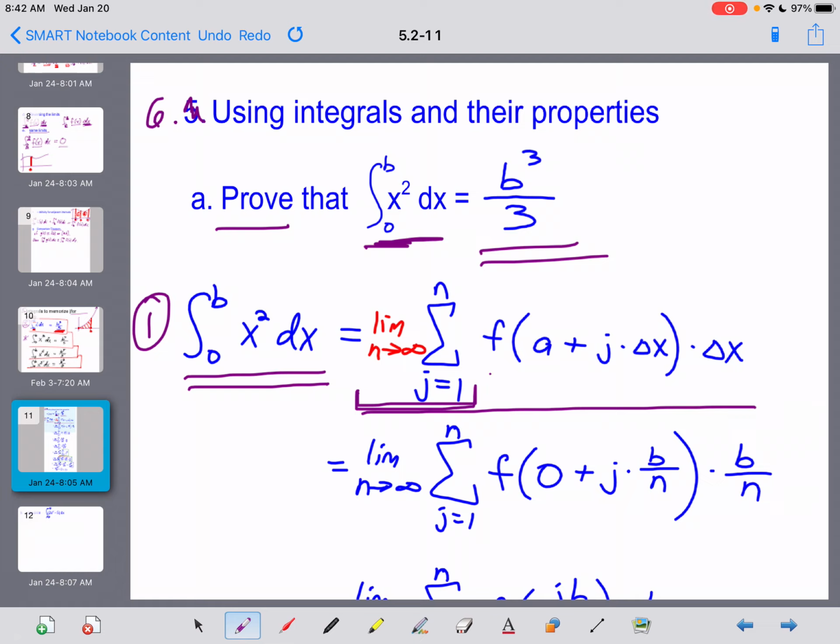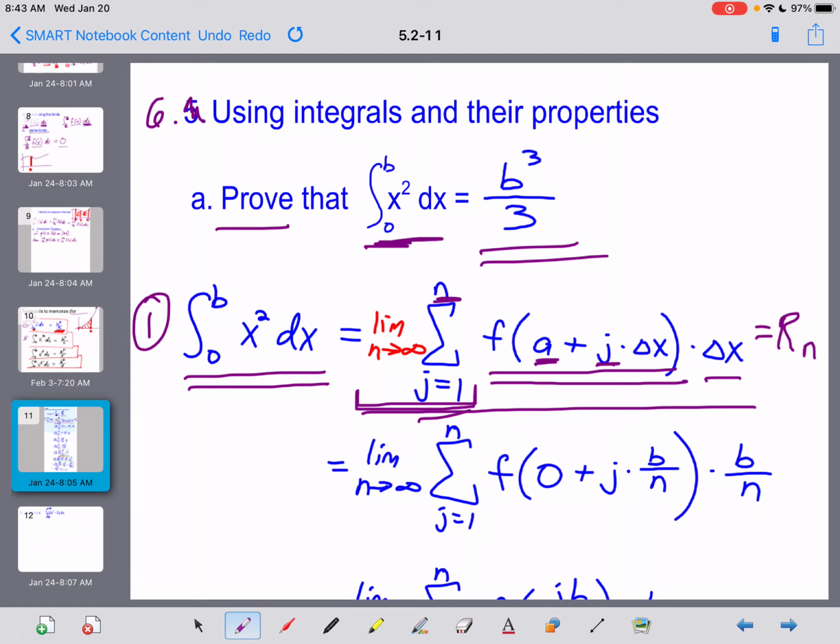Now, it's messy, but this expression right here, f of a plus j times delta x, is the height of each one of your rectangles. A, you'll notice here, is the beginning x value, and then we're adding j, which starts at 1, times delta x. What we're doing here, guys, is a right rectangular approximation, and the number of rectangles is just given to us by this n up here. So anyway, f of a plus j times delta x is the height of each rectangle. Delta x is the width of each rectangle.